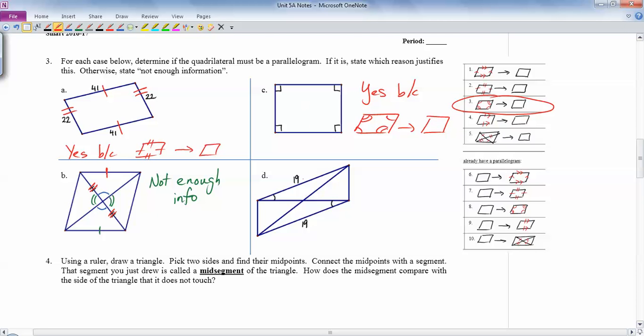And then in D, we've got the 19s. So these guys are congruent because they're the same length. And then if you notice these angles here, you can make a Z shape using those angles. They're alternate interiors, and they're congruent, so that makes these lines parallel. So now what I've got is congruent and parallel. One pair of opposite sides are both congruent and parallel. That's reason number 4. So this one would be yes, because we have this property.